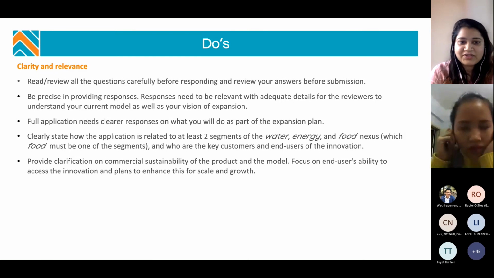Be precise in providing responses. We need adequate details, but we don't necessarily want you to have very long answers.